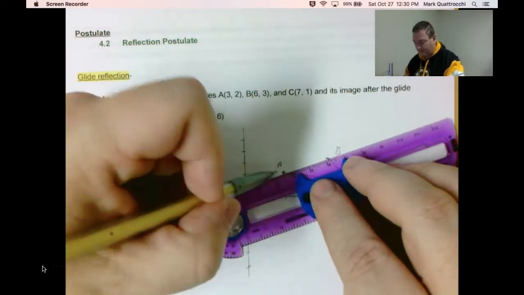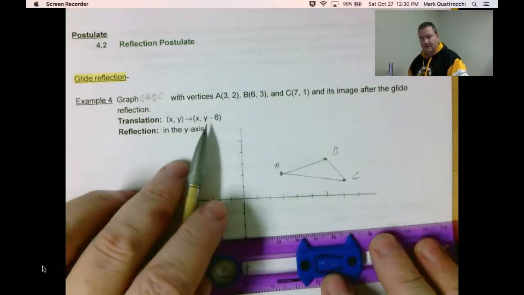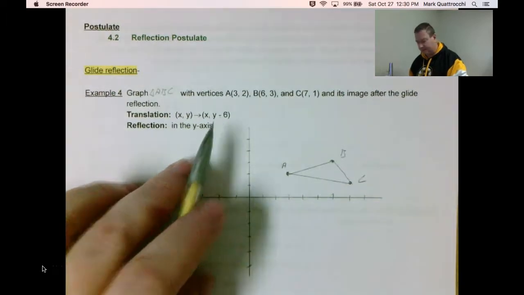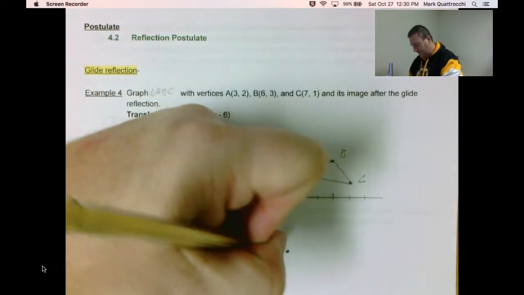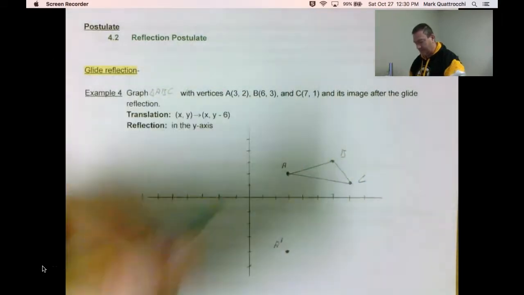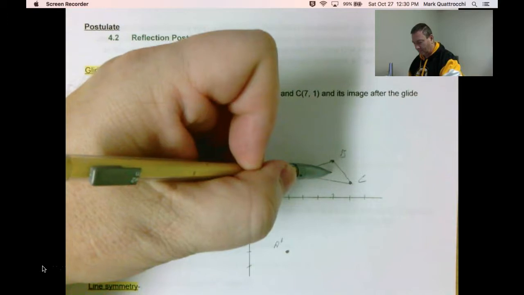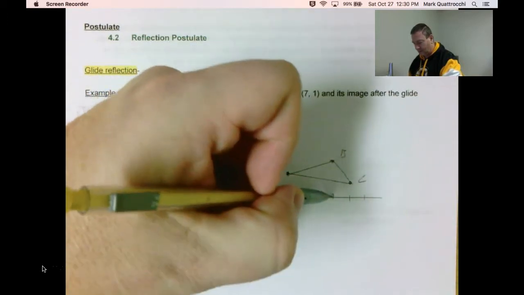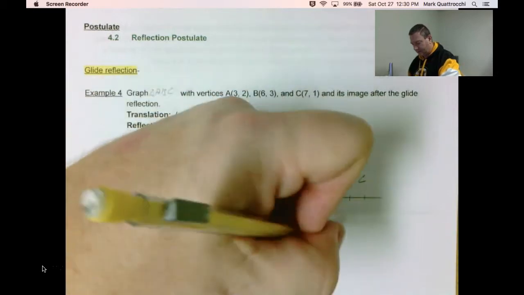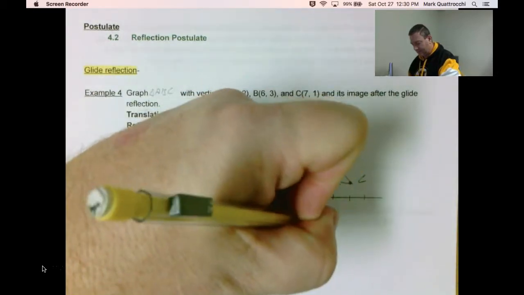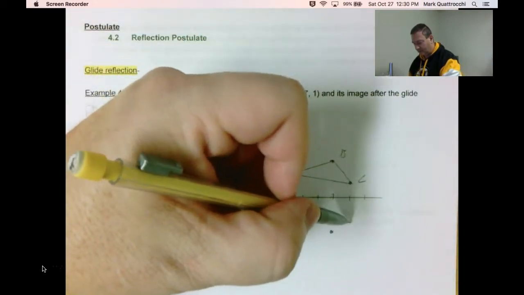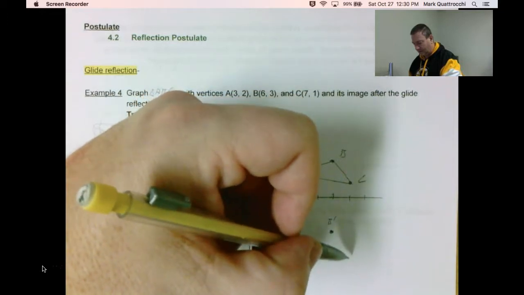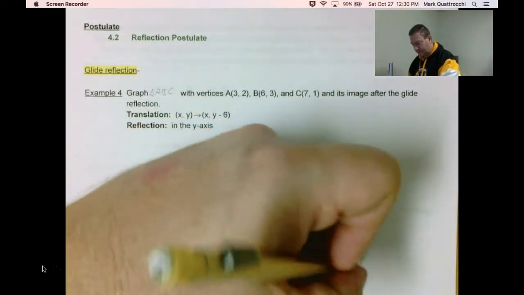Let's do the glide, which again the rule tells us to go down 6 spaces. So for A, 1, 2, 3, 4, 5, 6 spaces. A prime, B prime, 1, 2, 3, 4, 5, 6. And C prime, 1, 2, 3, 4, 5, 6.